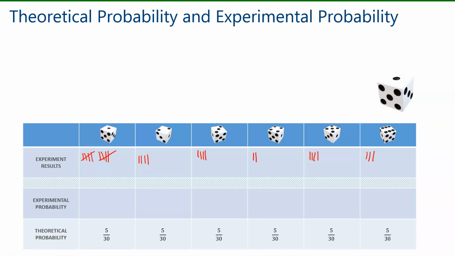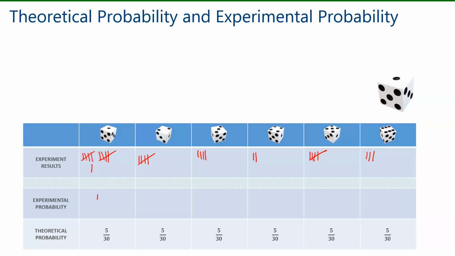Another 1, 5, 2, and our last roll, we get another 1. Okay, 30 rolls of the die complete. Let's put in our experimental probabilities.